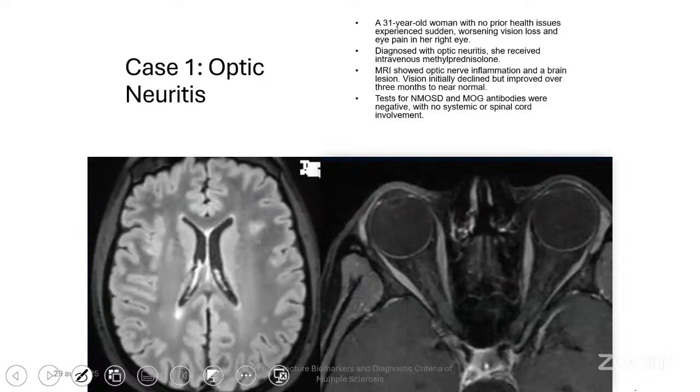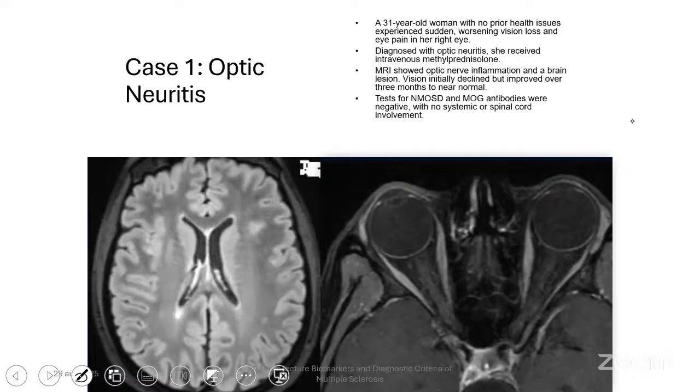A 31-year-old woman with no prior health issues experienced sudden worsening vision loss and eye pain in her right eye. Diagnosed with optic neuritis, she received IV methylprednisolone. MRI showed optic nerve inflammation and a brain lesion. Vision initially declined but improved over three months to near normal. Tests for NMOSD and MOG antibodies were negative, with no systemic or spinal cord involvement.